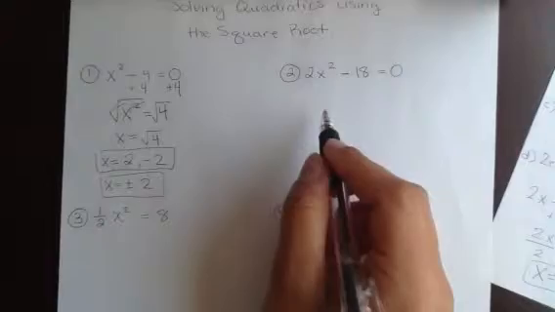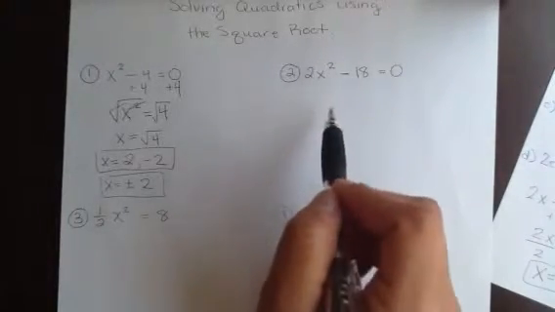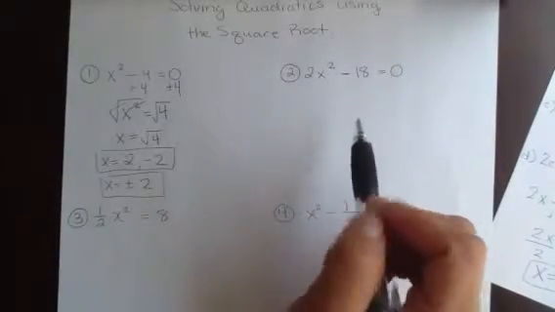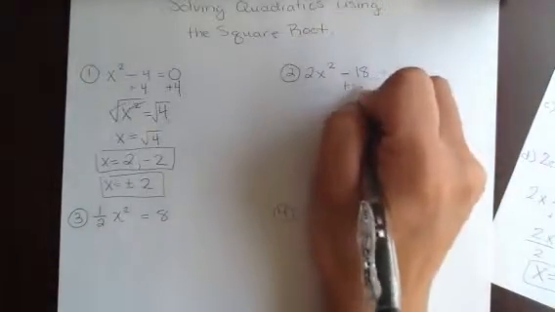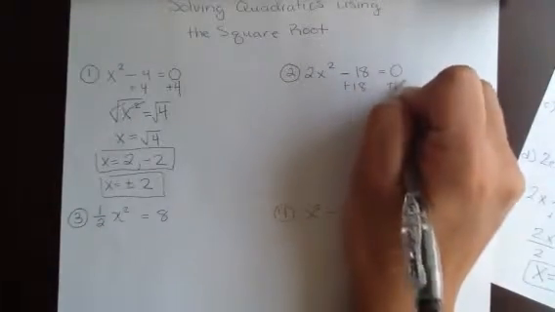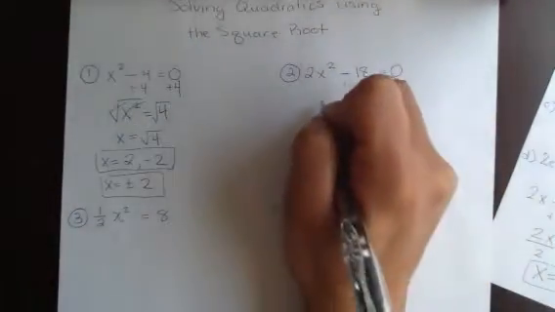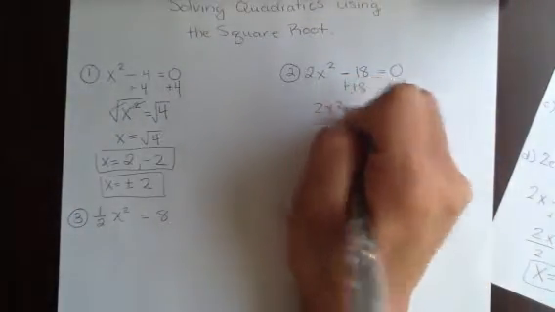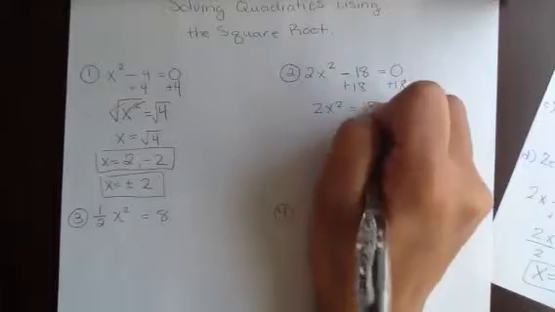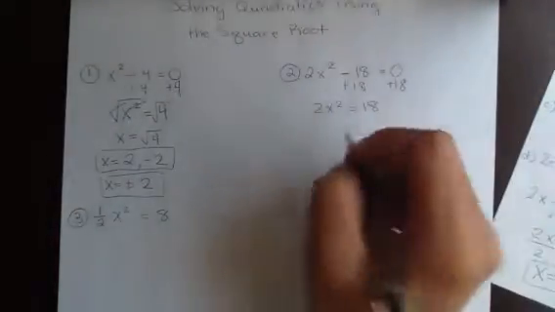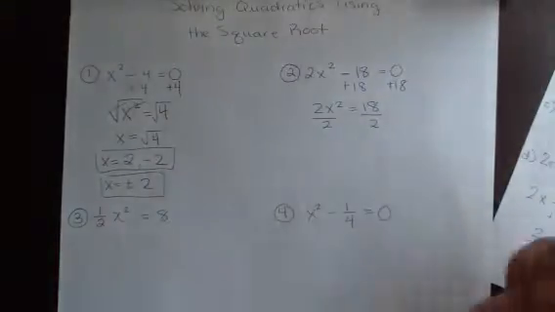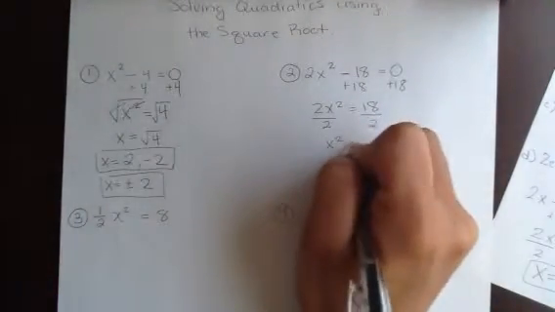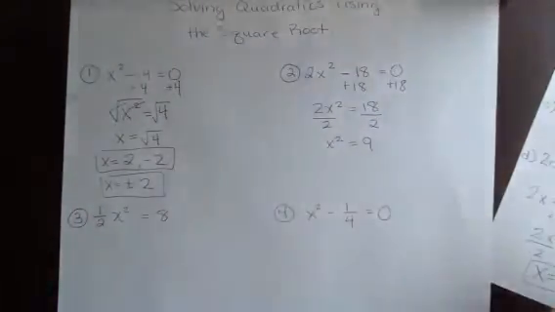Alright, for number 2, we still want to isolate the x squared, but this time we have a little bit more work to do. The first thing you want to do is get rid of the other term like we did last time. So add the 18 to both sides. After we do that, we get 2x squared is equal to 18. The next thing to isolate the x squared is to divide by 2. So you get x squared is equal to 9.